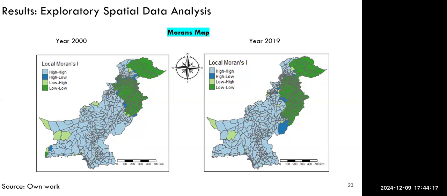And in between, we have some municipalities, let's say here on the eastern side in Balochistan, which are called spatial outliers. So a municipality which has, let's say, a low stunting rate, but is surrounded by a municipality which has a high stunting rate, and vice versa.